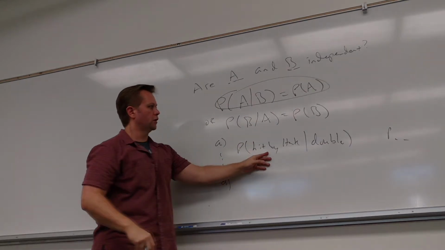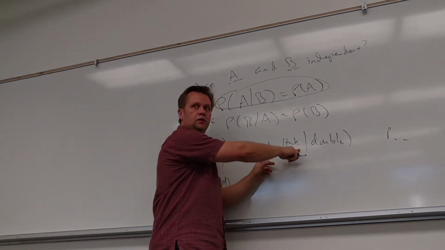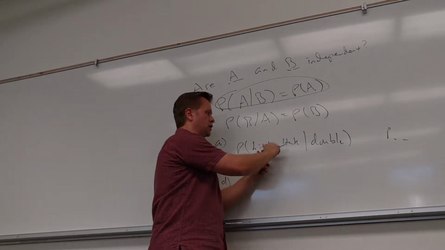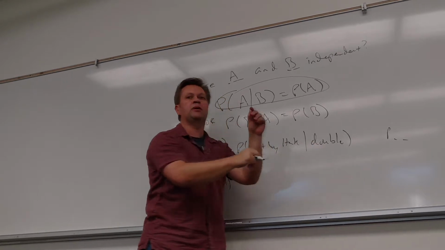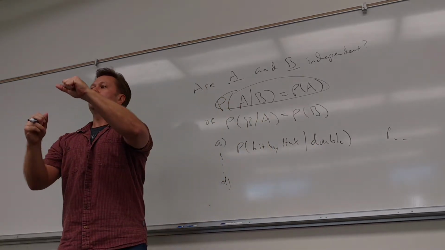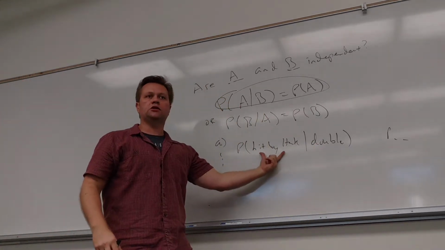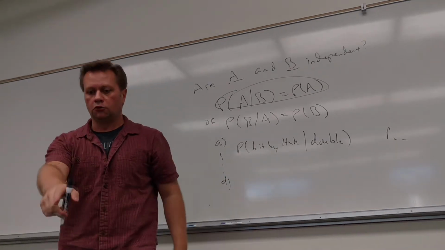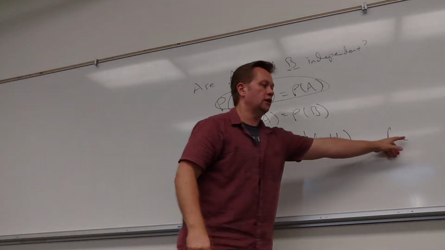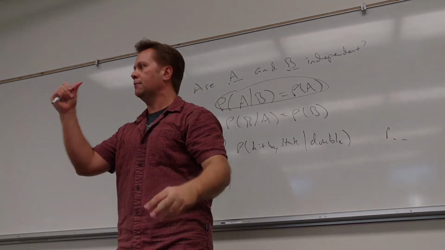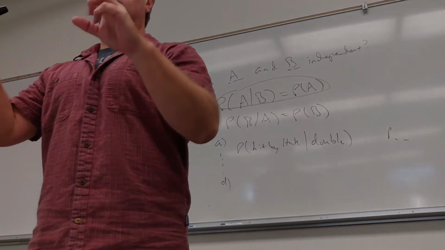So what do you want to compare this to? Compare the probability that it was hit by Hank Aaron, given it was a double, to the probability hit by Hank Aaron. You want to see if it changed. So you can immediately rule out any that compare it to it's a double. You can rule two of those things out.